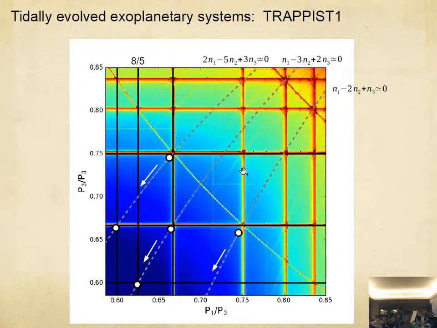Okay, TRAPPIST-1 seems to be slightly evolved, particularly for this part here. This includes planet H. So this more or less explains why it is better to fit the system to three-planet resonances and not just to two.